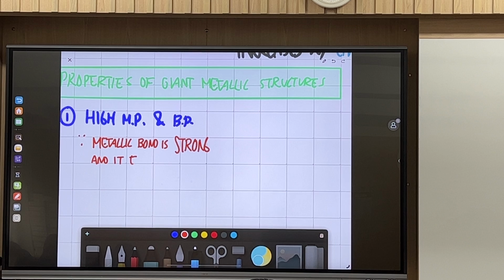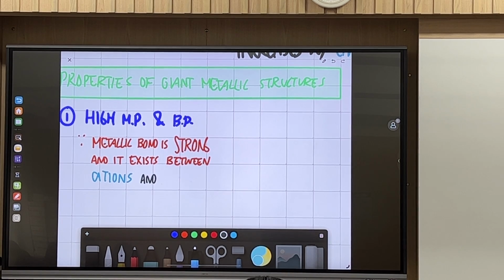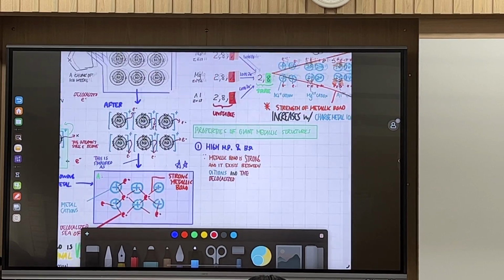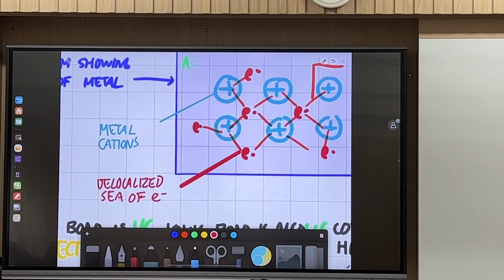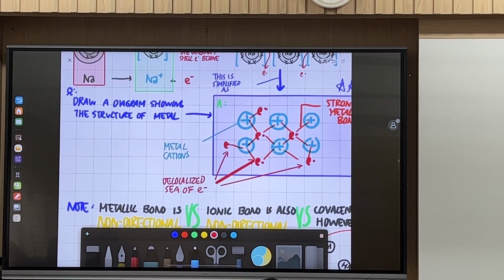and it exists between cations and a delocalized sea of electrons. Remember the labelled diagram we drew? These are the delocalized sea of electrons. If you like, you can draw more than one line here to indicate that you're referring to these sea of electrons.